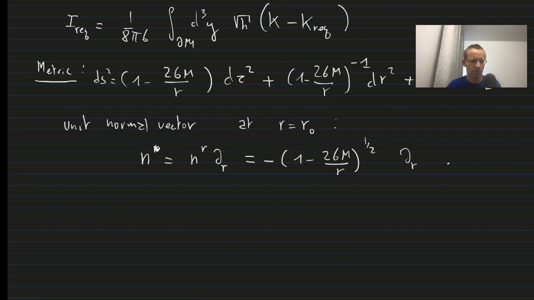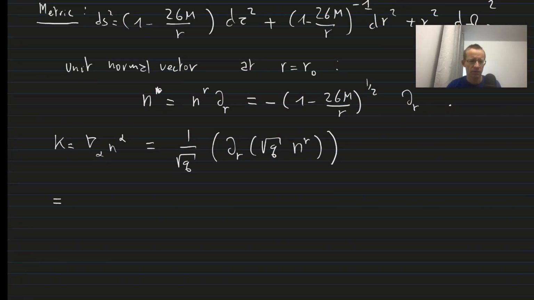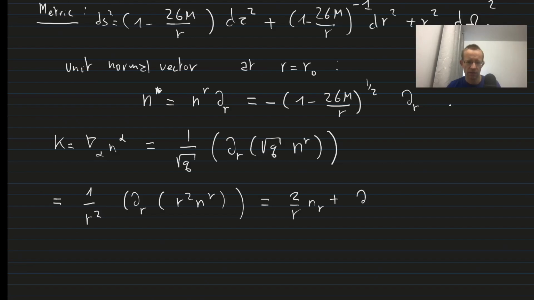Then we can start computing the extrinsic curvature, which is nothing but the covariant divergence of this unit normal vector. And this equals 1 over the square root of the metric determinant times d_r of the square root of the determinant of the metric times n^r. Since the angular parts cancel, we'll get 1 over r squared, d_r of r squared n^r, which is 2 over r n^r plus d_r n^r.